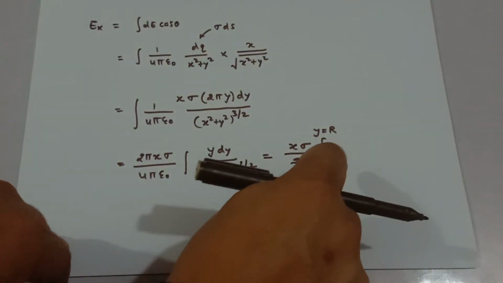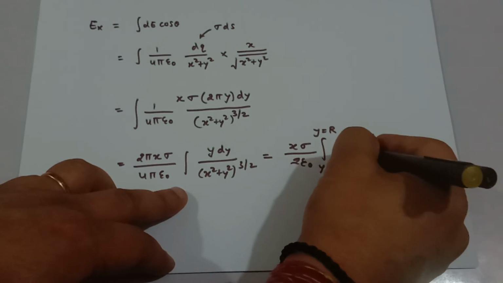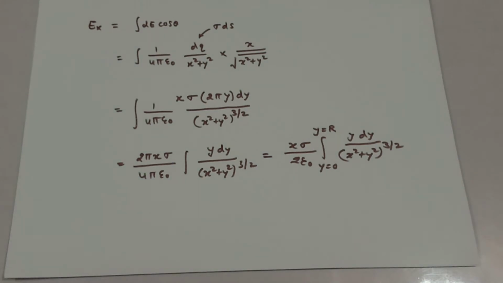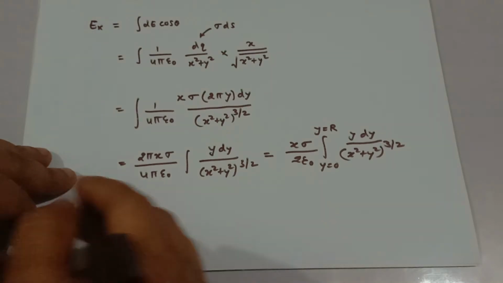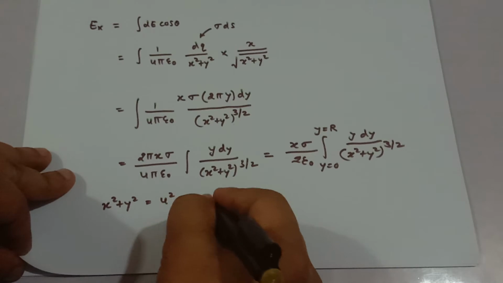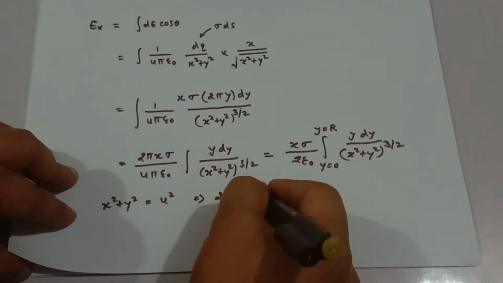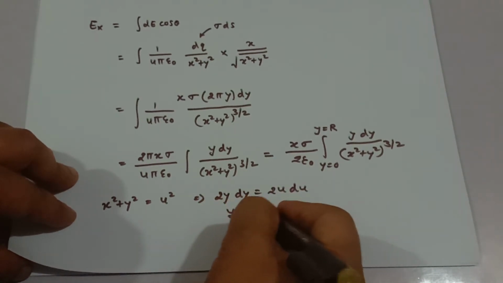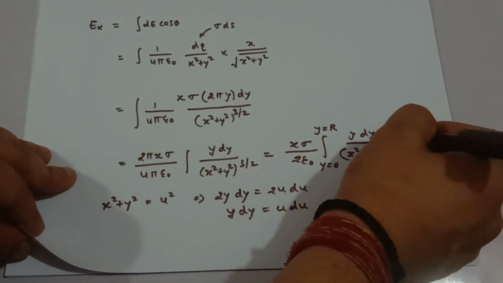So you put this value here, so that would become y into dy divided by x square plus y square to the power 3/2. That is very simple. Now what you will do here is put x square plus y square equal to u square, and because x is constant, its derivative would be 0. So 2y into dy would be 2u into du. So you can write y into dy is equal to u into du. So you can put this value here in this equation, which is equation 1.